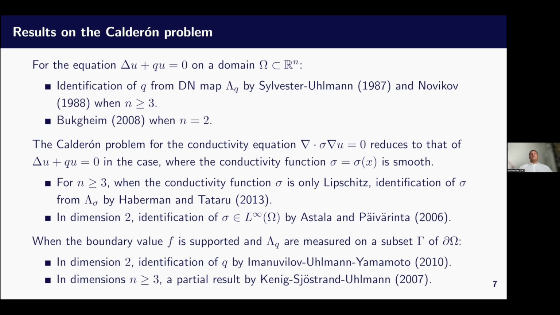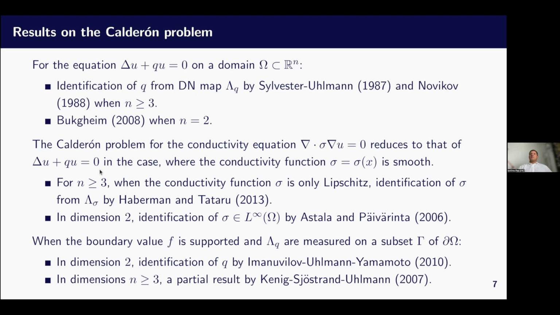Then you can study a related Calderon problem for the so-called conductivity equation, which is written as here. So you have the divergence of sigma times gradient of u. Sigma here is a conductivity function, and this is called the conductivity equation. And you can again define the DN map as previously: solve the equation and compute its normal derivative. As a matter of fact, if you study the Calderon problem for this equation, in the case that sigma is smooth enough, it actually reduces to the Calderon problem of Laplace u plus q u is 0.